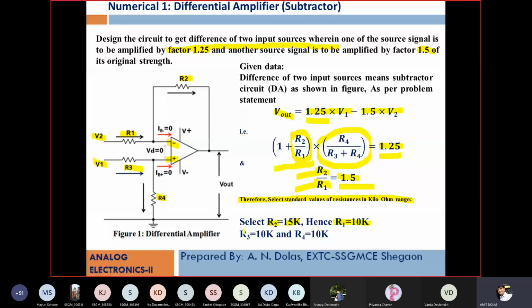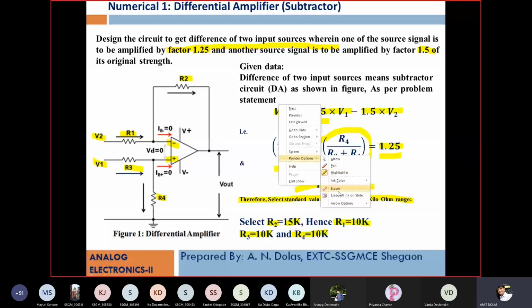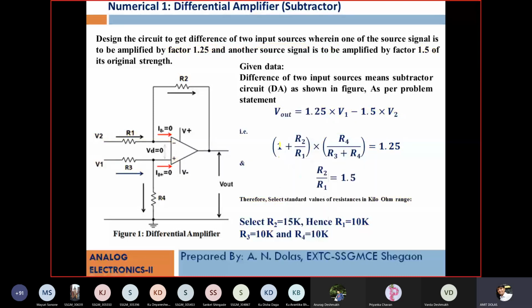Therefore we have chosen R3 is equal to 10k, R4 is also 10k. So 10k divided by 10 plus 10, that is 20k, will be equal to 0.5. So here we can have this 1 plus 1.5, that is 2.5, multiplied by 0.5 for these resistances, will be equal to 1.25. So by putting these resistance values, that is R1 10k, R2 15k, R3 10k, and R4 10k, we get output is equal to 1.25 into V1 minus 1.5 into V2.